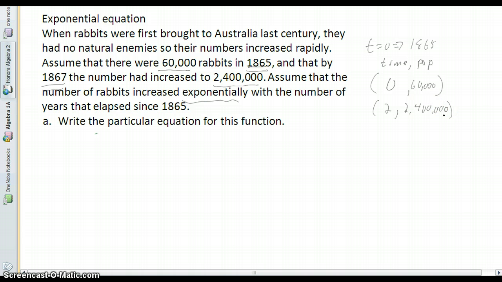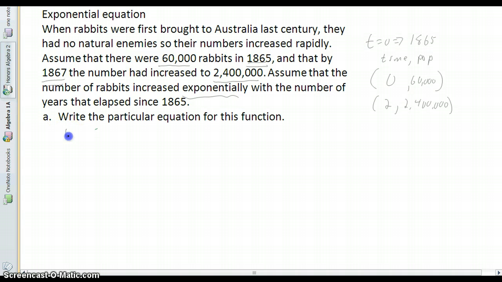The other key piece of information is that it says we should be working exponentially. So again, the general equation we should use is y is equal to a times b to the x power. So if we use our first ordered pair, we find that 60,000 is equal to a times b to the 0. We like to have b to the 0 because b to the 0 is 1, so that tells us that our a is 60,000.